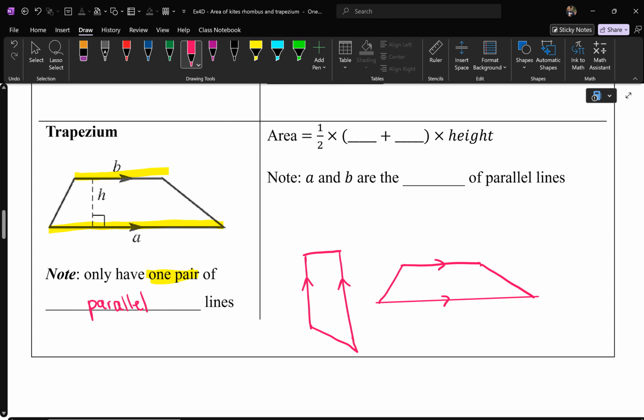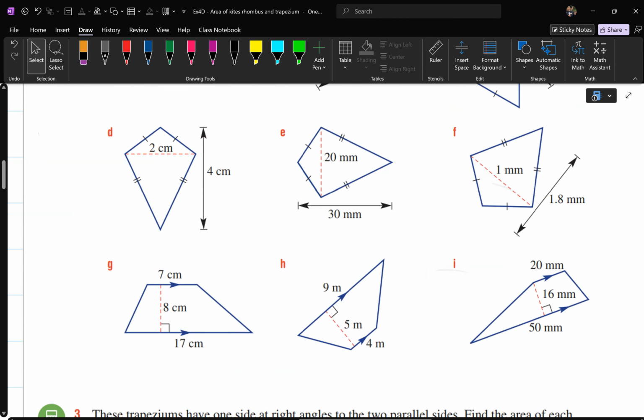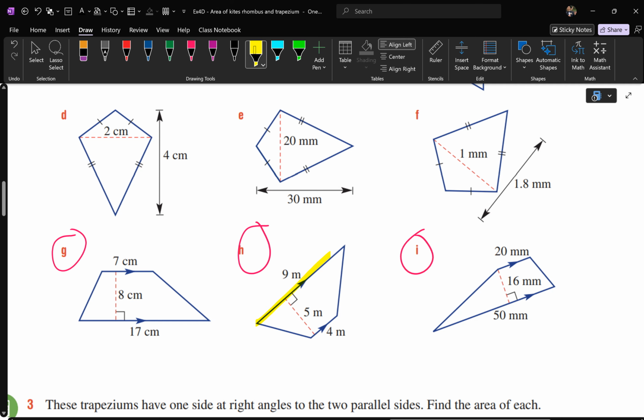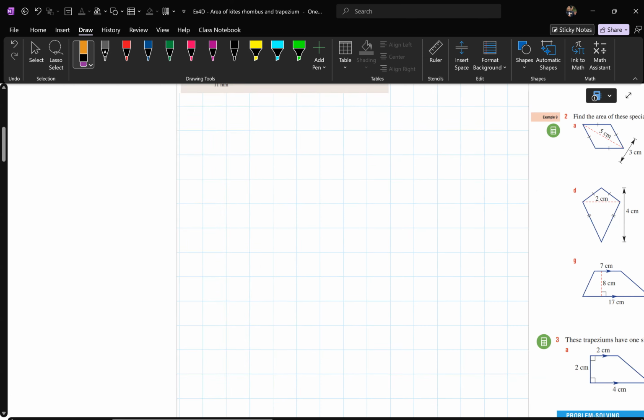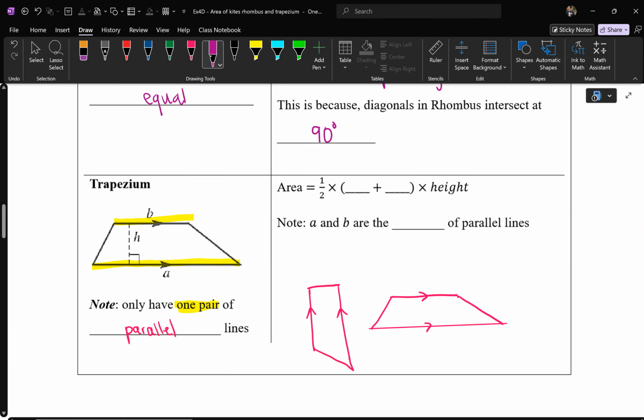trapezium. Okay, so let's go look at the diagrams before. Can you see how the last three, G, H, and I, are all trapeziums because they all have only one pair of parallel lines? See that? They only have one pair. They don't have two. Whereas a rectangle has two, a square has two, parallelograms have two, a trapezium is the only one that has one pair.